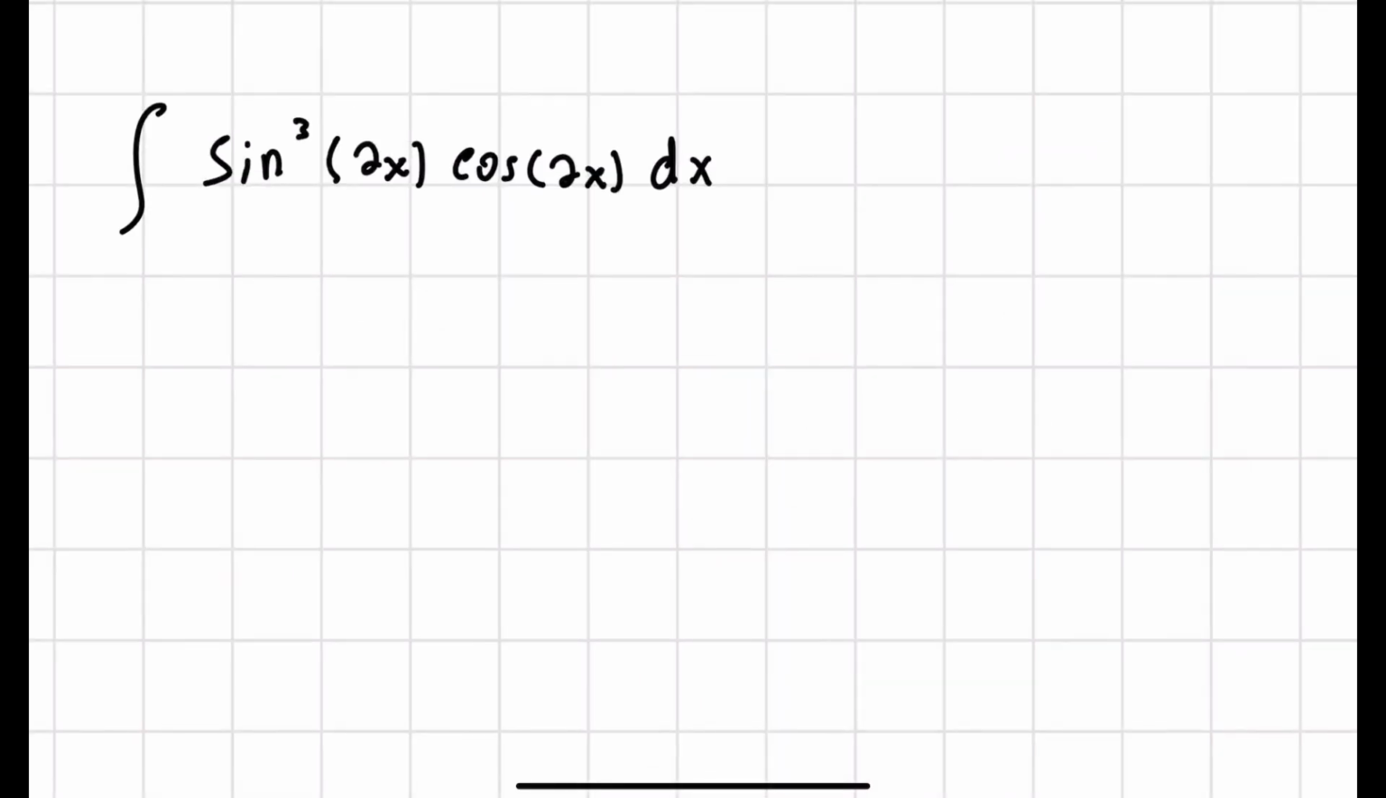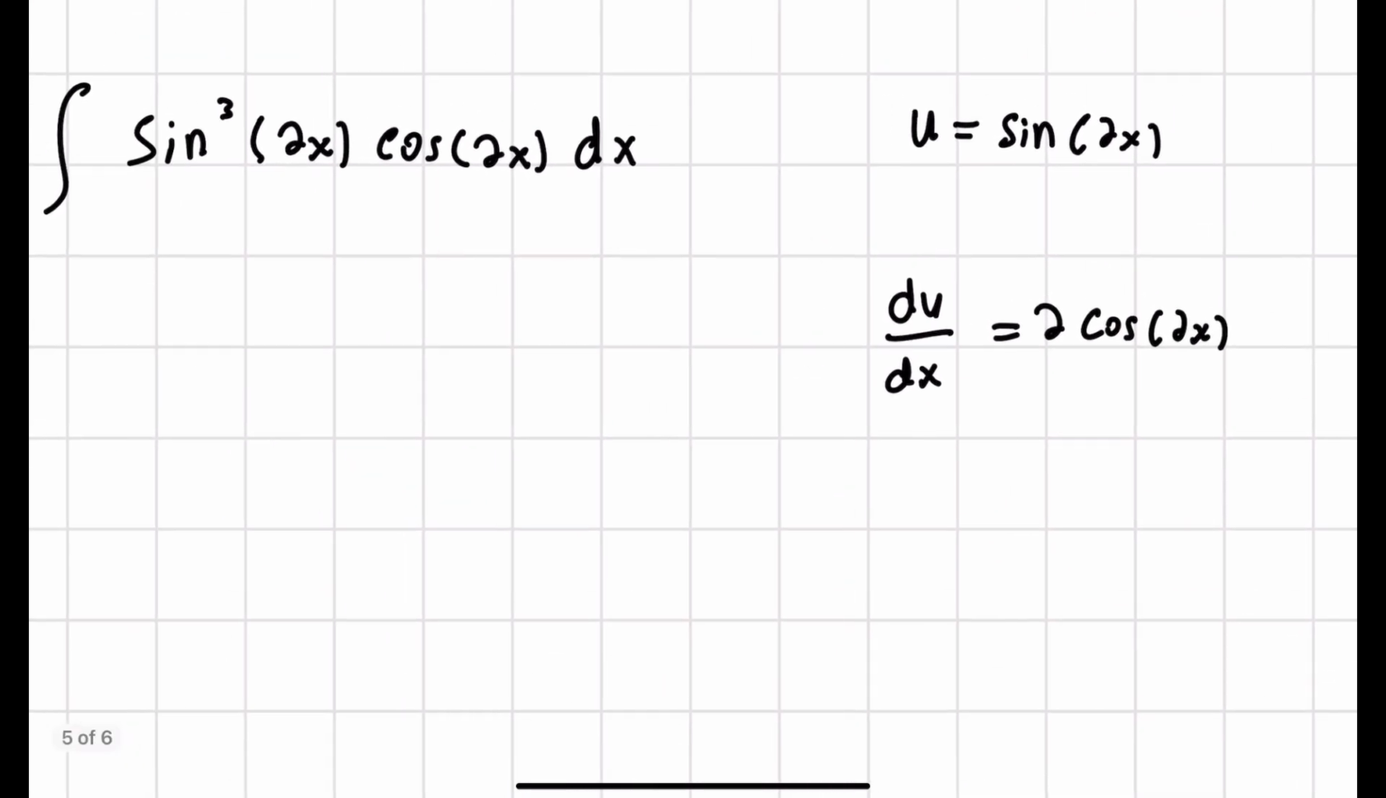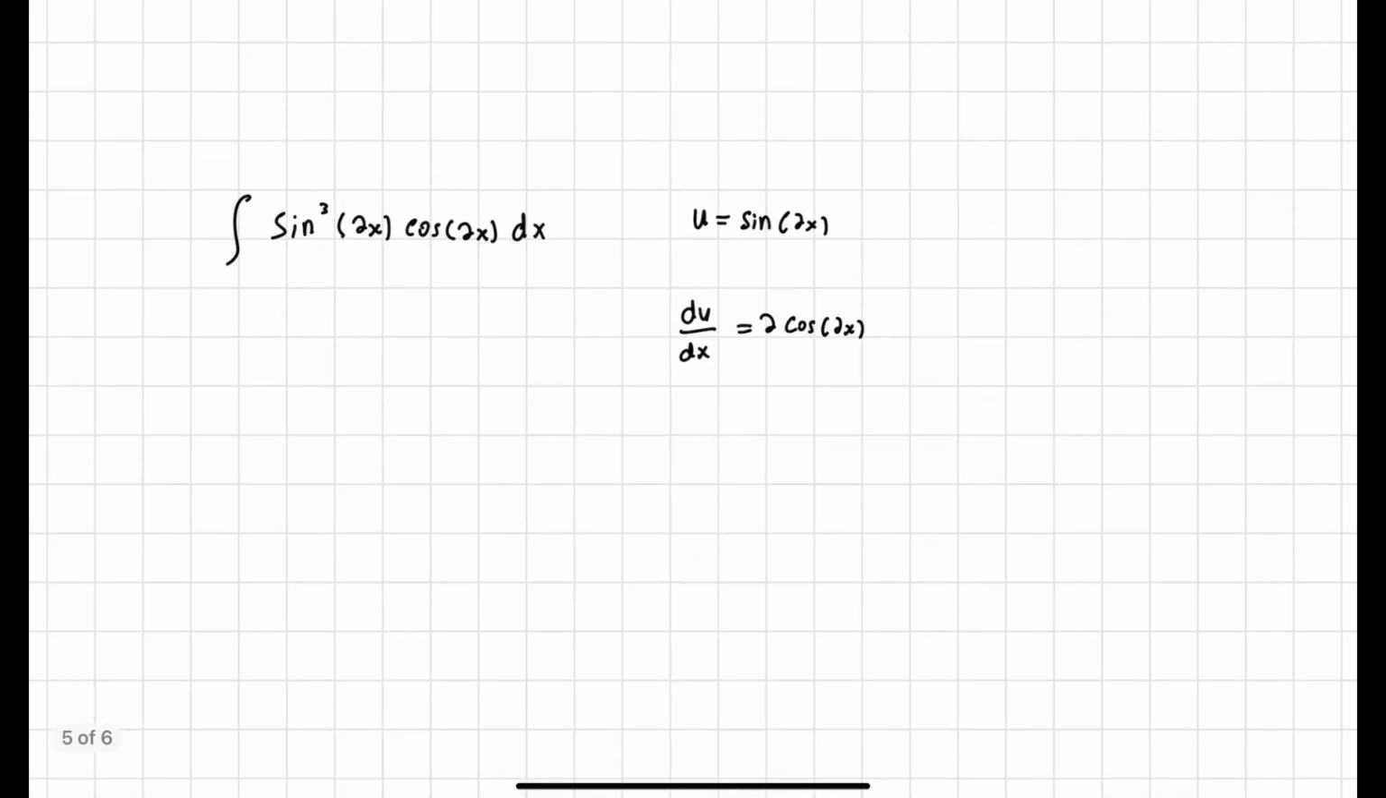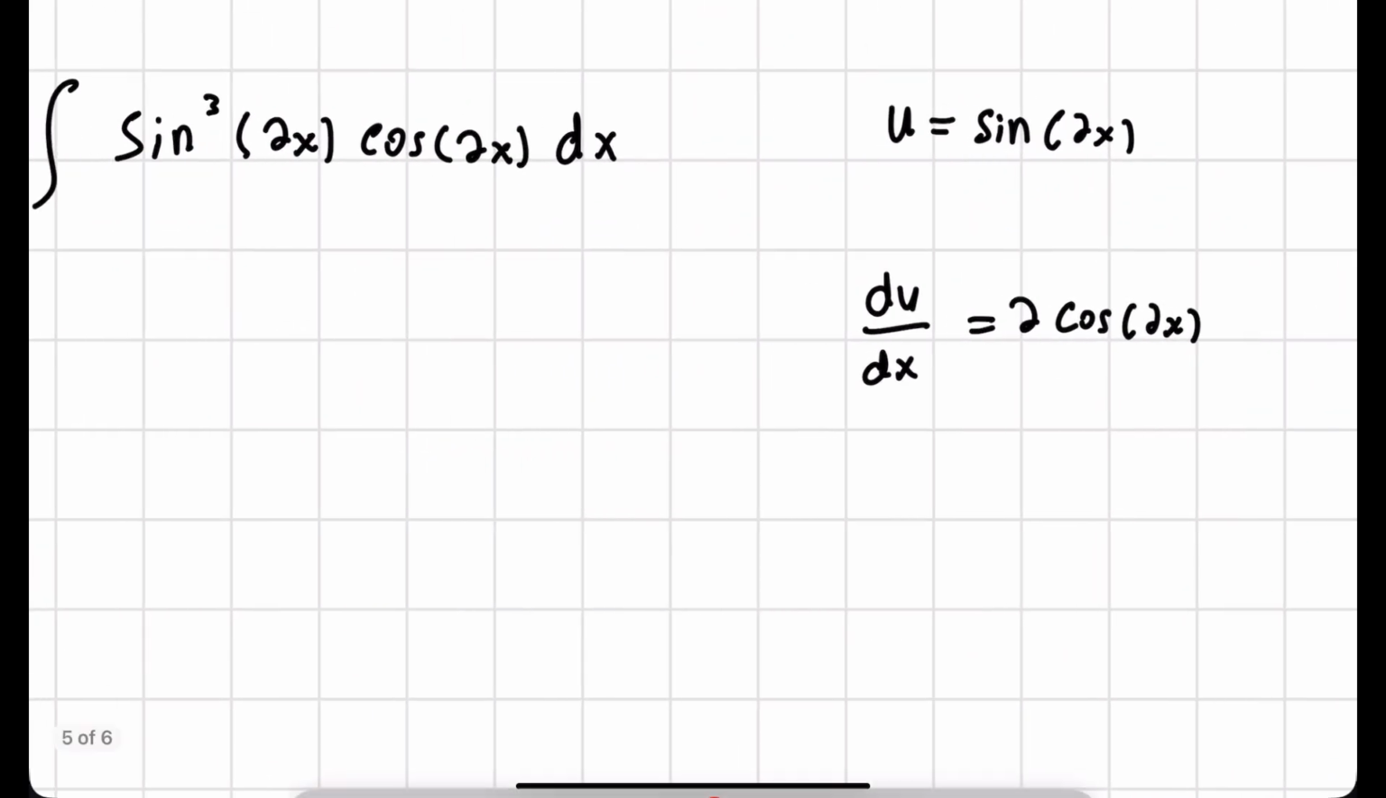In our next example, we have sine 2x cubed times cosine 2x. So to integrate this, we have to use u substitution again. And let's try to set u equal to sine 2x. And let's take the derivative of that, which is simply 2 times cos 2x. And then let's rearrange everything, where we have du over 2 cos 2x, which is equal to dx.